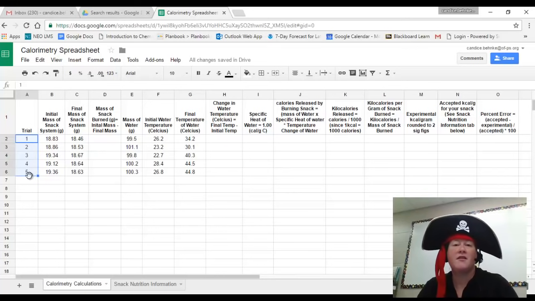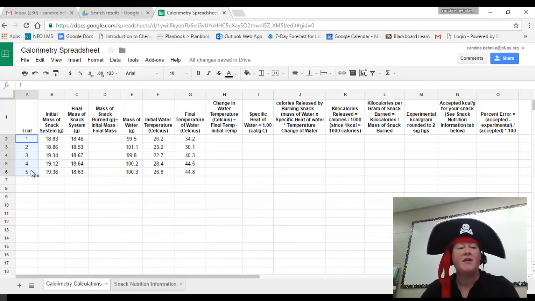So if you got 6 or 7 trials done, it could be an easy way for you to not have to type each of those numbers. So again, using spreadsheets for calculations and little tricks like this save time.